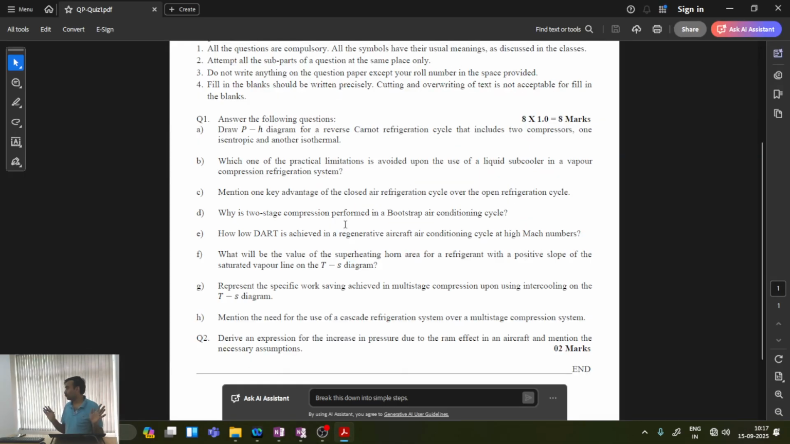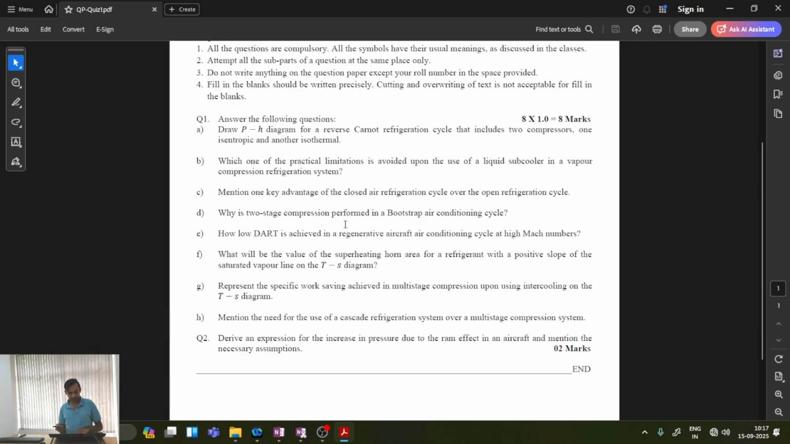Is this point clear? Why do we do two-stage compression? How is low DART achieved in a regenerative aircraft air conditioning cycle at high Mach number? I answered again: in the regeneration cycle we don't do two-stage compression, but after doing spontaneous cooling, we use some fraction of chilled air coming at the exit of the turbine. We circulate it to cool the air further to a low temperature before it enters the turbine. Is this point clear?